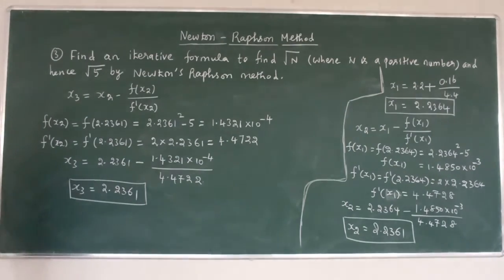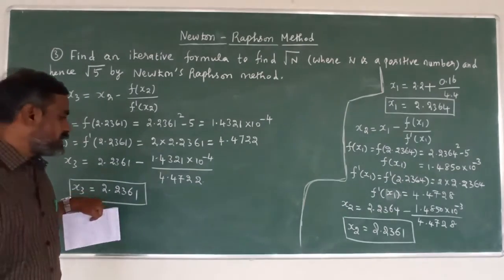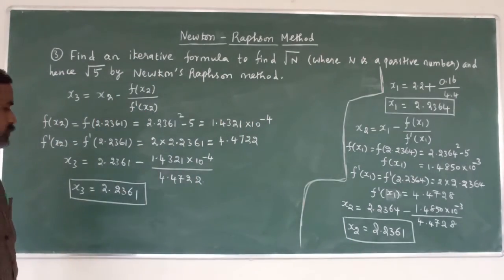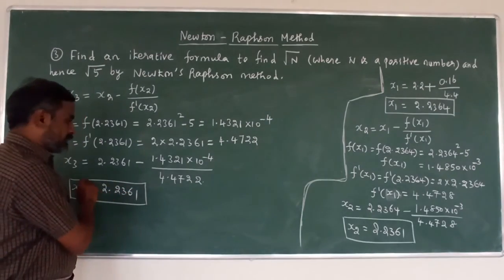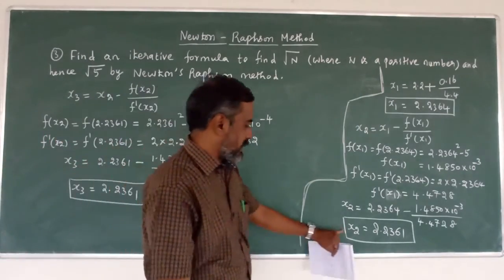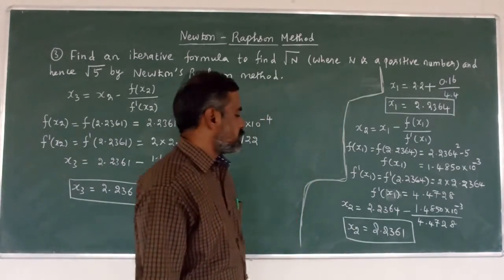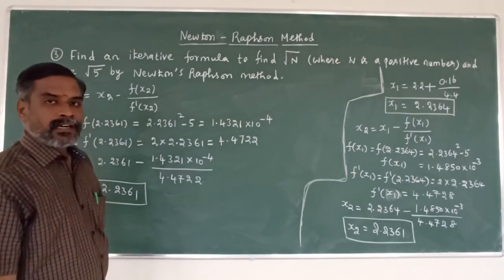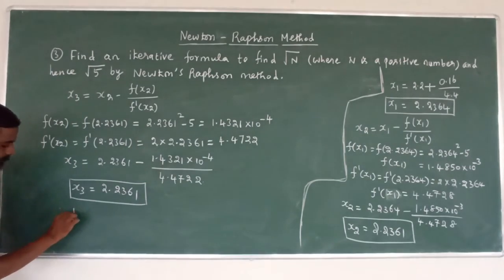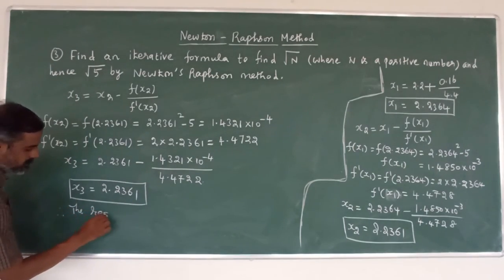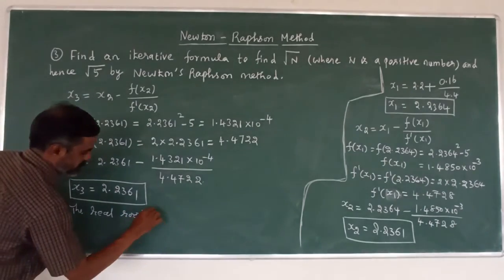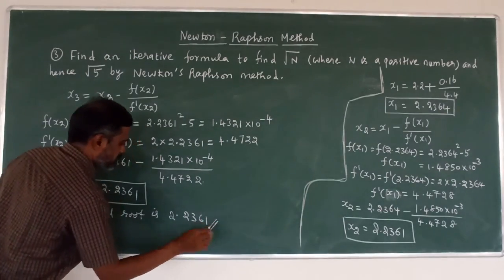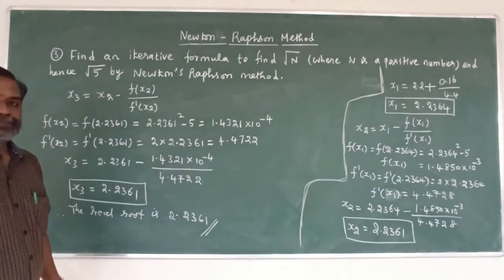Now to compare x3 value with x2, both are the same: 2.2361 is the x3 value and 2.2361 is the x2 value. Both are the same. Now to stop the process. Therefore, the real root is 2.2361. This is the answer.